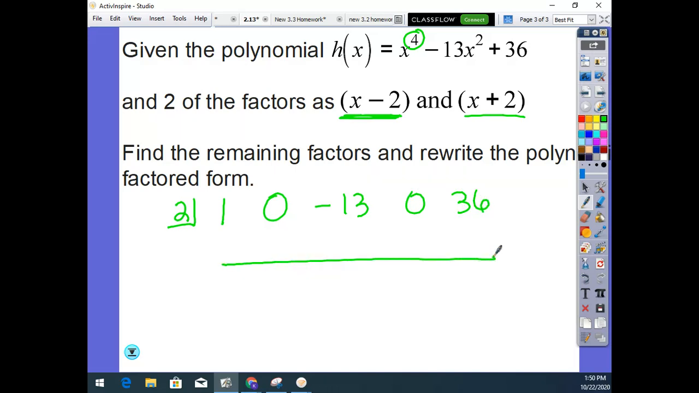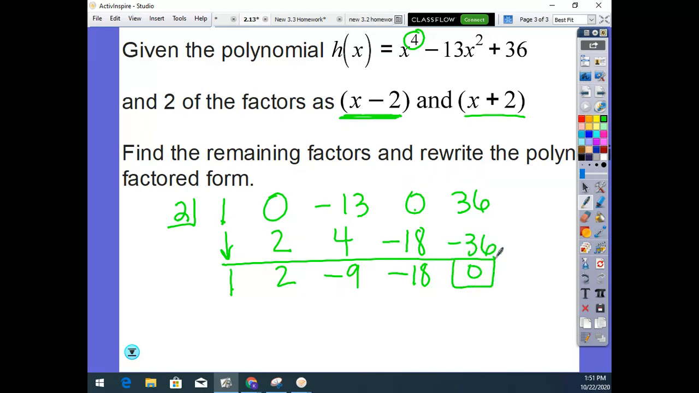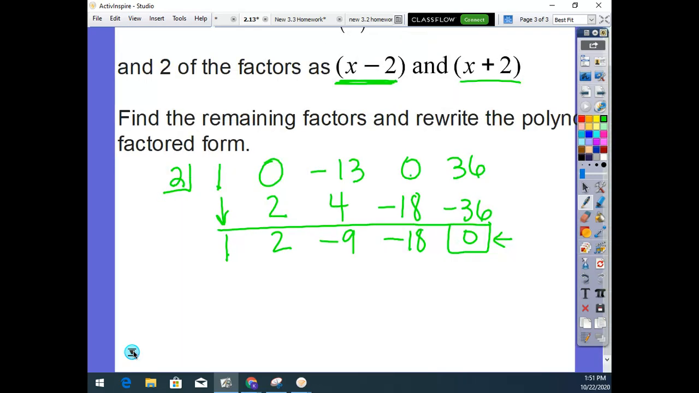Leave a space, draw your line. So the zeros, that's a new thing. We haven't had any missing pieces yet. But if this is x to the 4th, everything from x to the 4th down to the constant has to be represented with a number. So drop your 1, multiply, add, multiply, add, multiply, add, multiply, add. This is good because this tells me that x minus 2 is a factor.